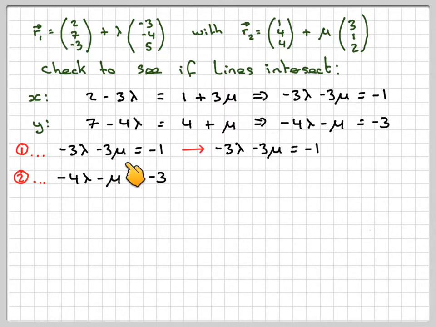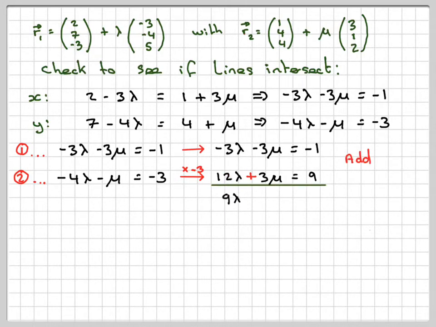So, keep the first one the same. We're going to multiply the second one by minus 3, so it'll become 12 plus 3 mu is equal to 9. And then I'm going to add these two equations. So 12 minus 3 gives 9 lambda. Nothing from here, and minus 1 plus 8 gives me 8. That means that lambda is 8 over 9.